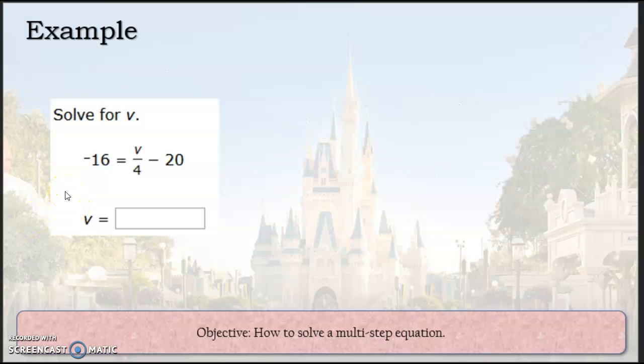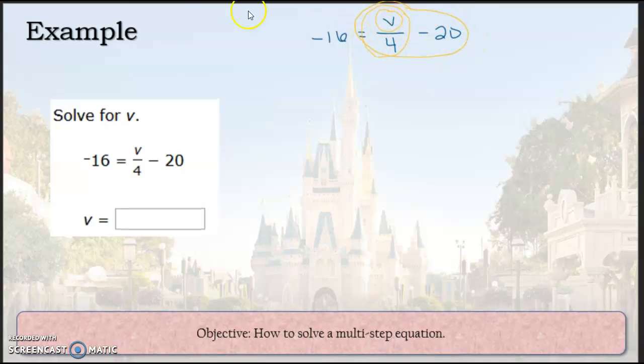This one wants us to solve for v. So I'm going to go ahead and write it over here. Negative 16 equals v over 4 minus 20. Okay, so if it helps to think, this is how I think about where to go, right? So v is in a bubble, and I'm trying to get v by itself. Then it has this other bubble, this 4, because that's what's closest to it. And then we have this negative 20. So we have to kind of go from the outside in. So we need to move this negative 20.